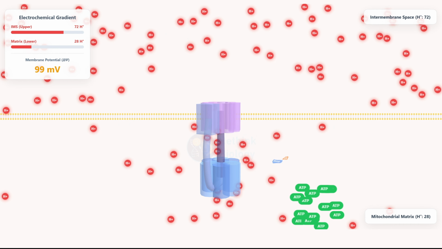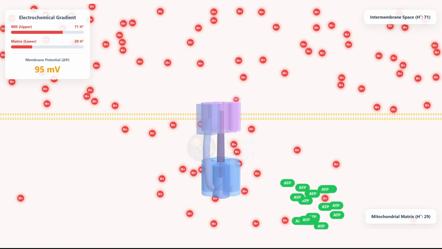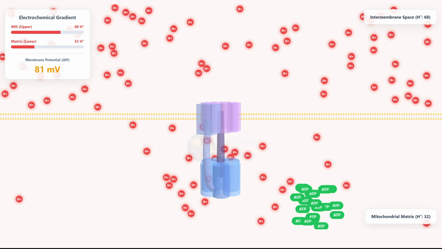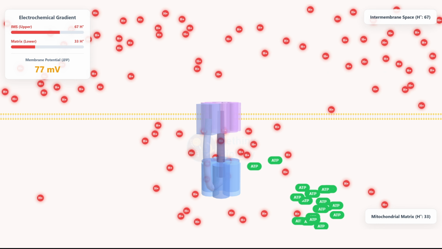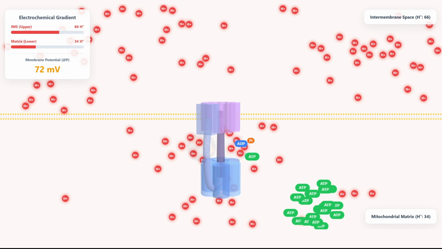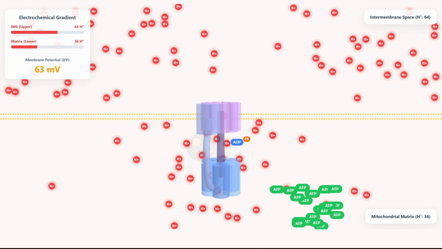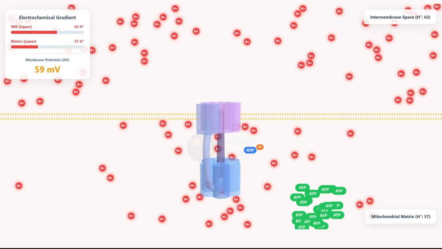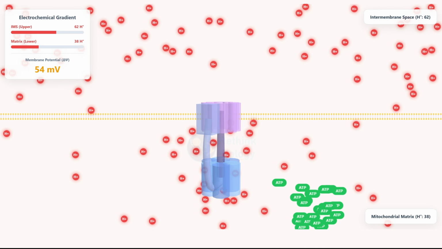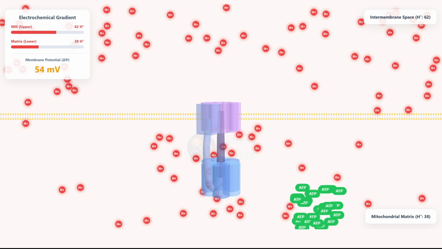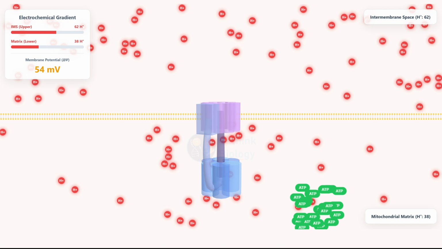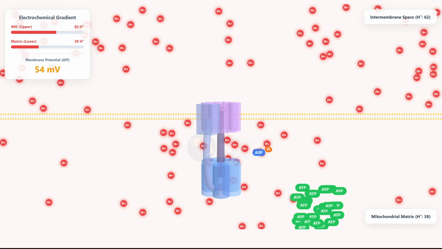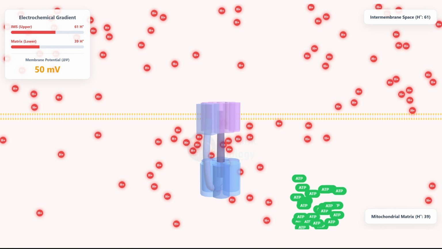The F0 rotor spins inside the membrane. The F1 knob is held completely still by a separate stator piece. When the protons flow in, the F1 knob grabs a molecule of ADP and a free phosphate group floating in the matrix and converts them to ATP. It takes about 3 to 4 protons flowing through to create a single ATP.